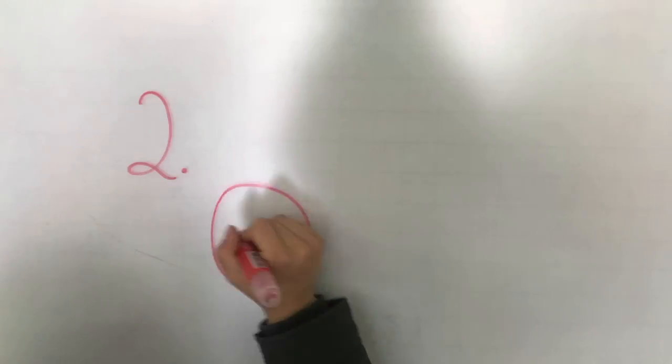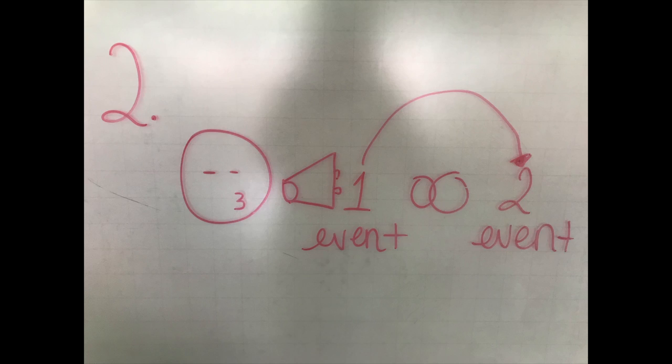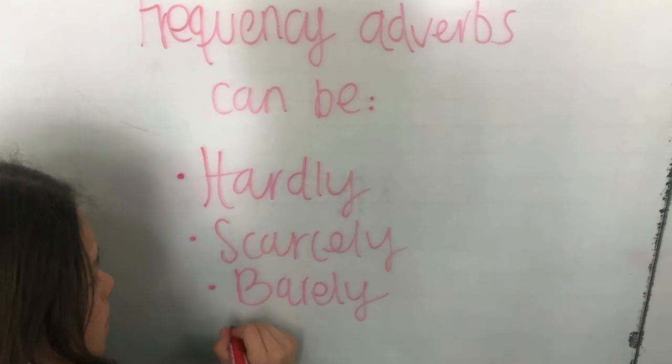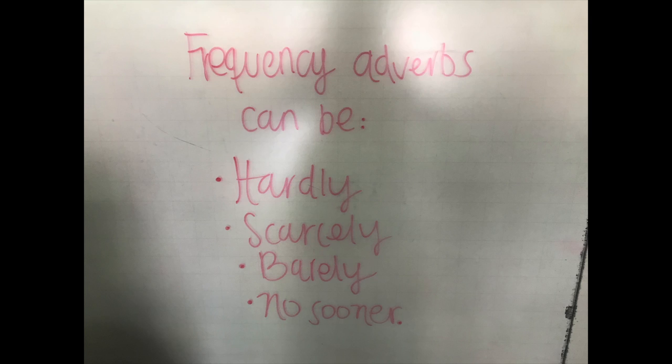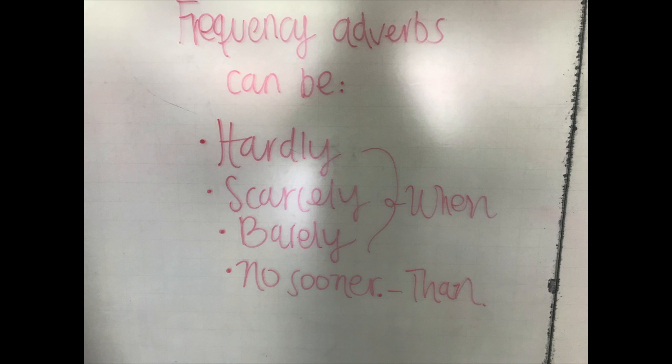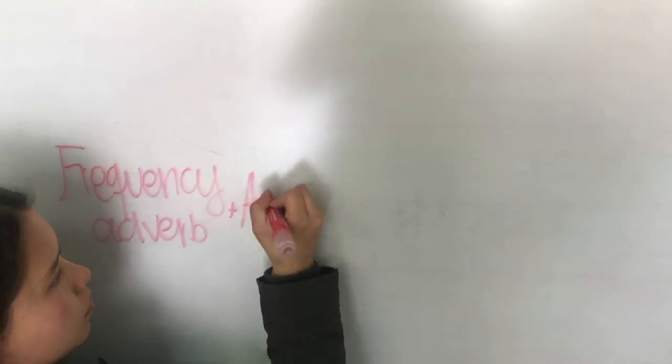Another way we can use inversion is by narrating situations that are consecutive or successive. These successions include the adverbs hardly, scarcely, barely, and no sooner. And we use "when" for hardly, scarcely, and barely, and "than" for no sooner.